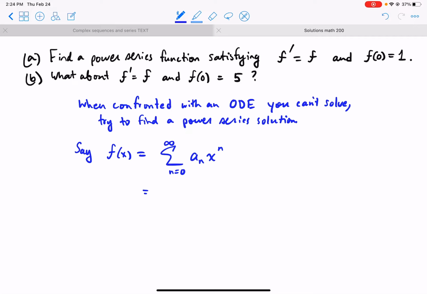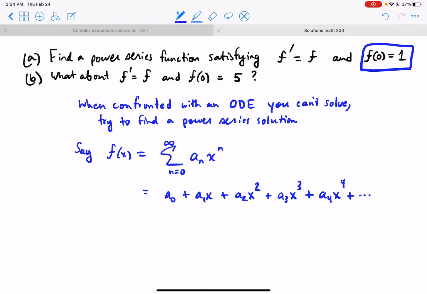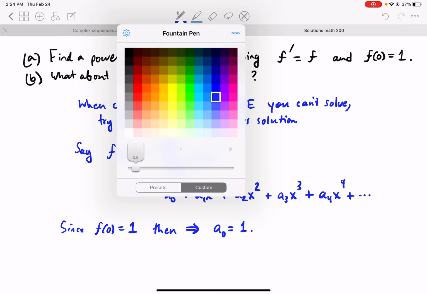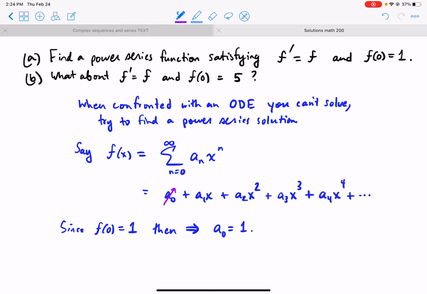But we're just guessing, and this seems like a good guess. So what is this? Informally, it's a0 plus a1x and so on, and it just goes on forever. It's an infinite polynomial. Okay? Well, since f of 0 equals 1, this implies that a0 is 1. Okay, so we've made a discovery. This should be the number 1.